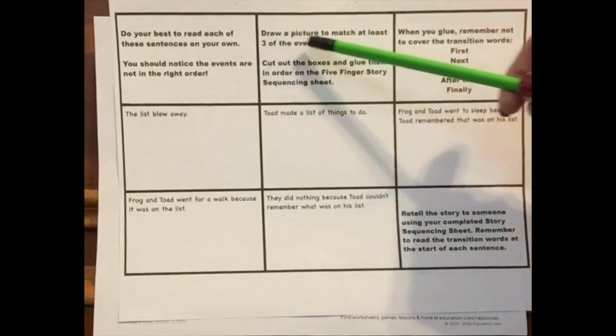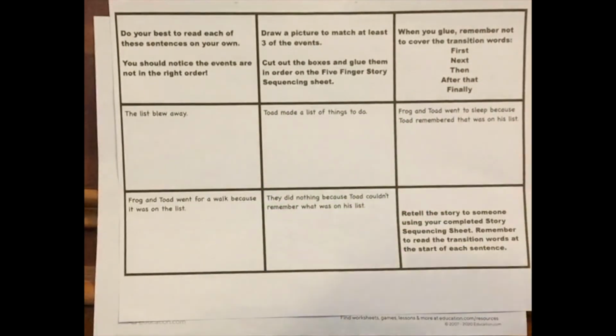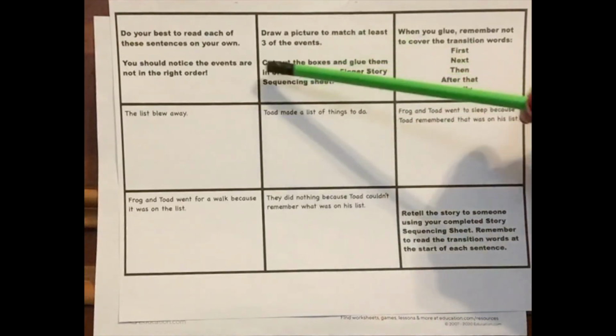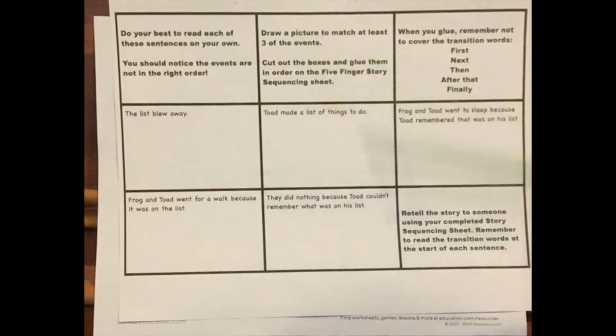Then what you should do is draw a picture to match at least 3 of the events. There's room for you to make a picture in every box, but if you don't quite feel like making a picture, then at least make a picture for 3 of them. Or maybe you have some stickers or things like that that you can use of Frog and Toad type characters. Then you will cut out the boxes, including your pictures, and glue them in the right order on the 5-finger story sequencing chart. And when you glue, remember not to cover those transition words. Don't cover the word where it says first, next, then, after that, finally.